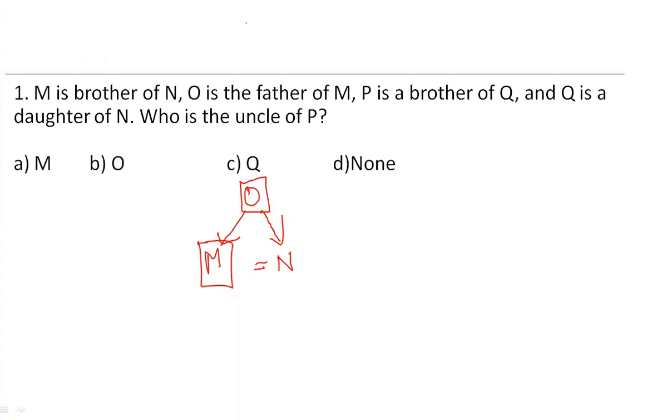Next. P is the brother of Q. You don't know where P and Q are in the question, so I'm not representing this condition for now. Let's go for the next.